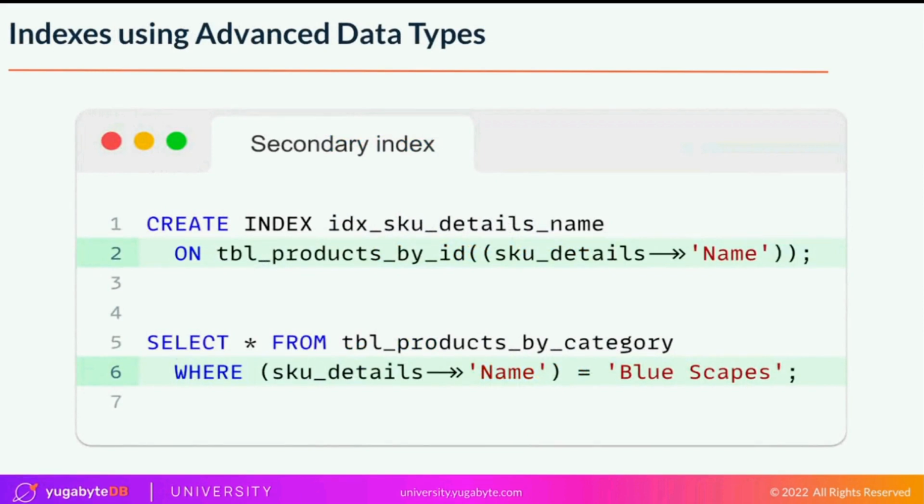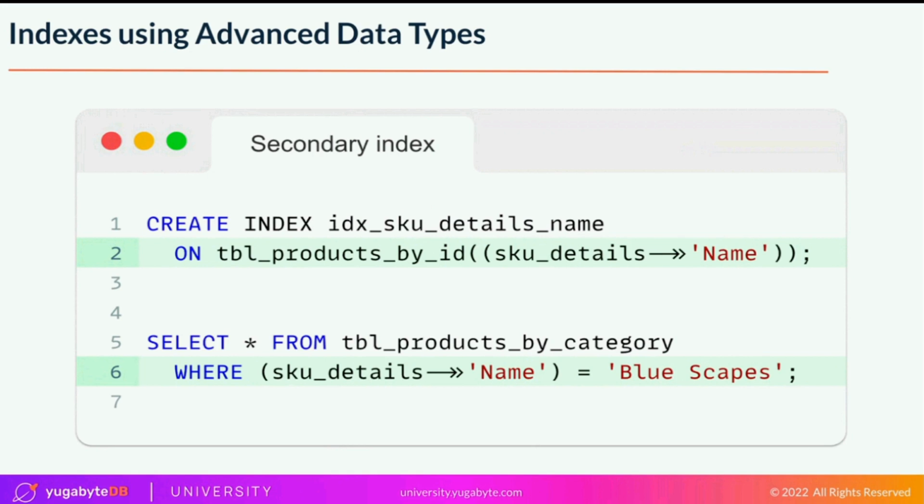So here, once again, we're using SKU details, which is a JSON-B data type. We have created the index here on the products by ID table, and we're actually looking for the name for the SKU details. On the bottom, we're going to do a read, and we're going to search for that index that we created for the JSON-B.